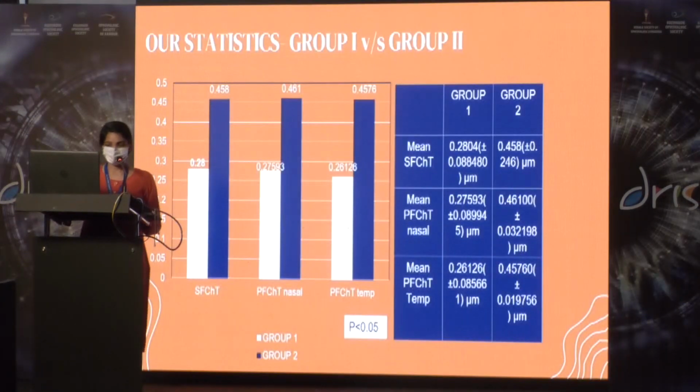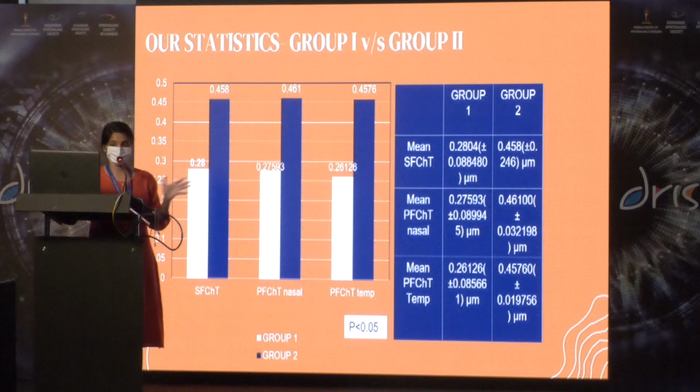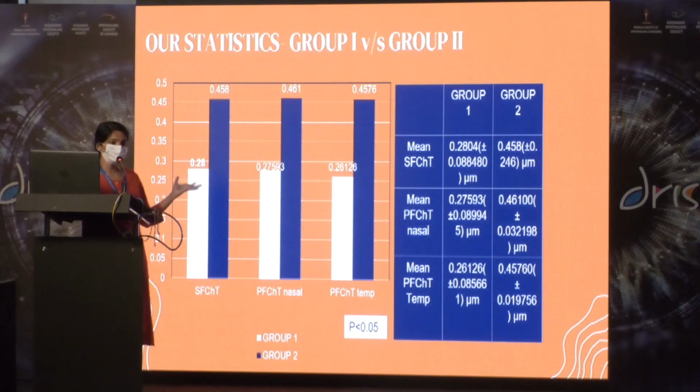From the results, 72 eyes of 72 patients were studied; 32 were females and 40 were males. Sixty of them had diabetic retinopathy and 12 did not. The subfoveal and parafoveal choroidal thickness, both nasal and temporal, was significantly reduced in group 1 with diabetic retinopathy when compared with group 2 without diabetic retinopathy.